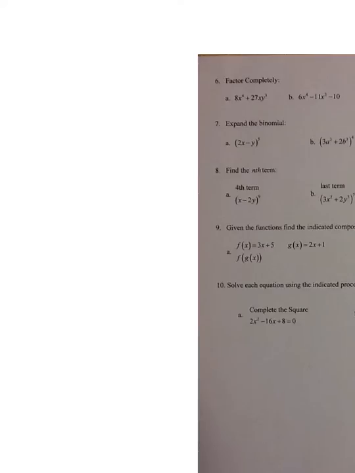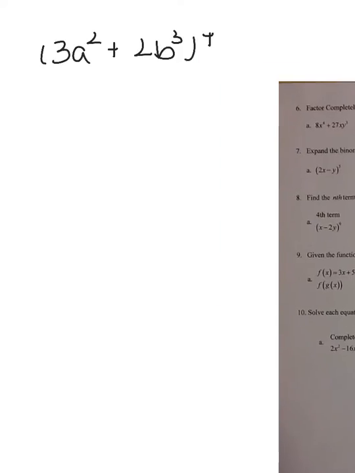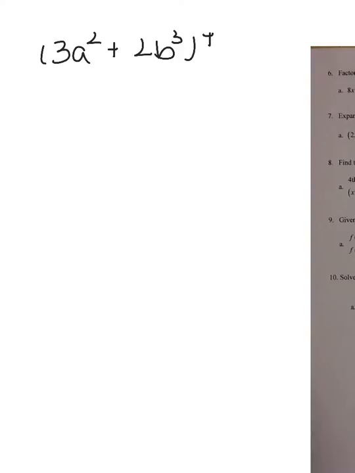Okay, so 7b is (3a squared plus 2b cubed) to the fourth. So that's going to start off with 4c4, 4c3, 4c2, 4c1, 4c0.